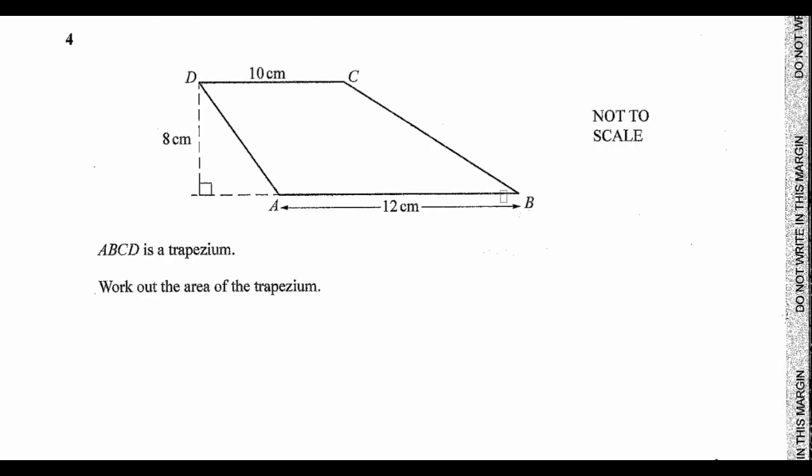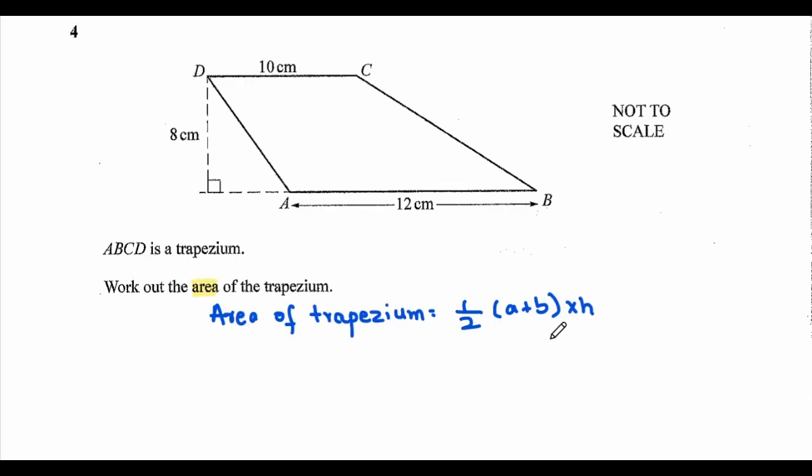Question number 4 has a trapezium and it is asking to work out the area of the trapezium. The formula for the area of a trapezium is this. In this formula, a and b represent the parallel sides of the trapezium, that is 10 and 12 in this case. So let me write 10 as a and 12 as b.